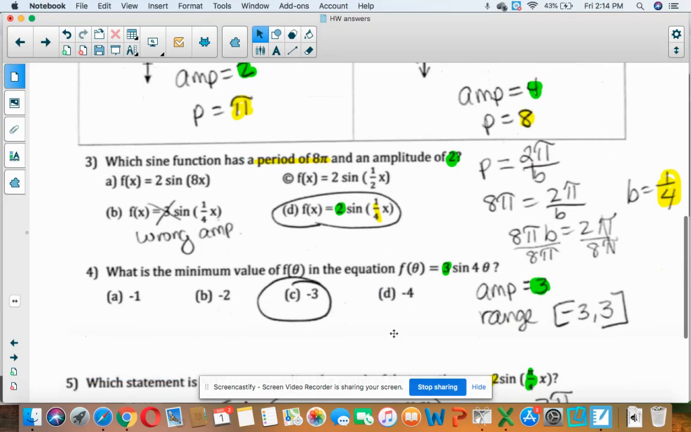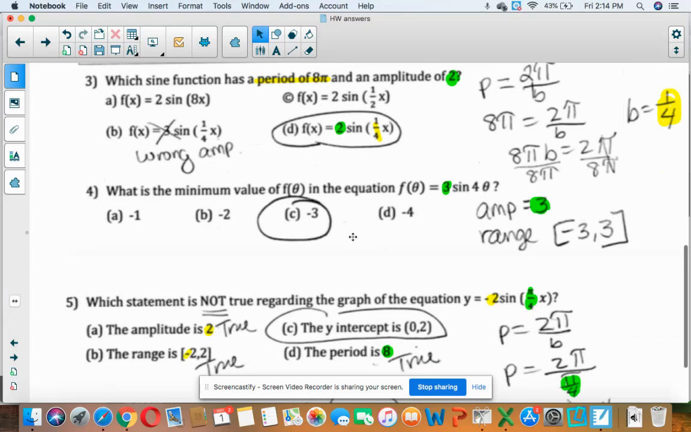Question 3, which sine function has a period of 8 pi and an amplitude of 2? So right away I can get rid of choice B because that has the wrong height. That had a height of 3. I have a period of 8 pi, so my period is 2 pi over b. I substitute in 8 pi for the period and solve for b. So I cross multiply, and I get 8 pi times b equals 2 pi, and I divide by 8 pi. The pi's cancel, and I have b is 1/4, so that's why I chose choice D, because that had a b value of 1/4.